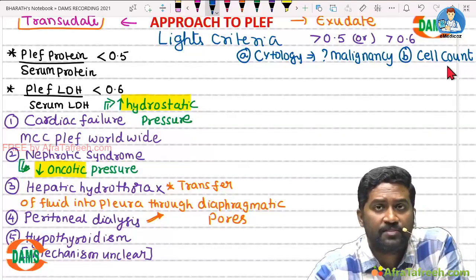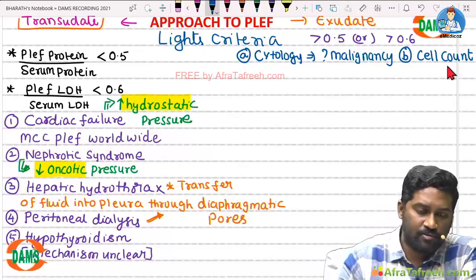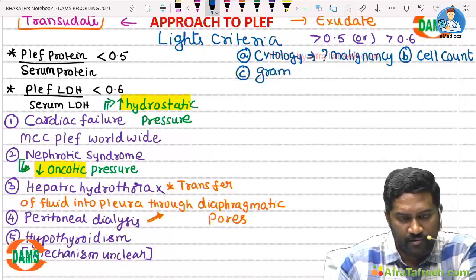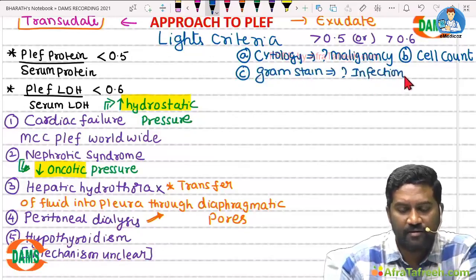The next important thing is you should send it for gram staining. Why gram staining? Gram staining to look for any infection. You should send the fluid for gram staining to look for any infection.